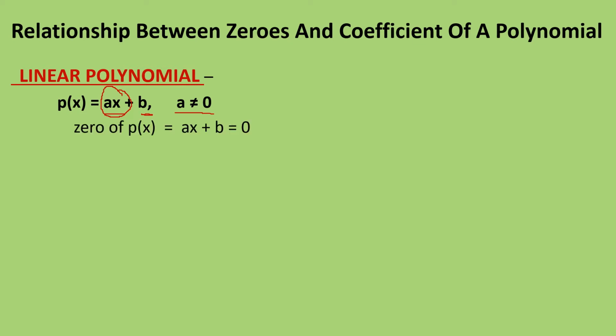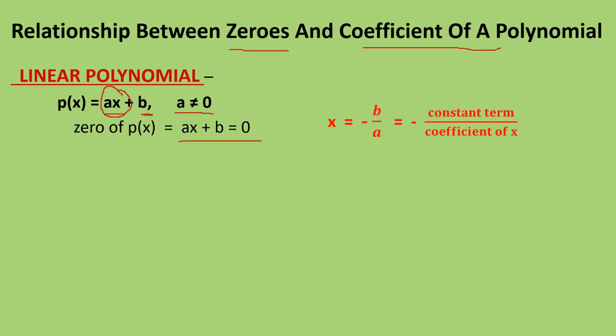Now we have to find out the zero of this polynomial. We are finding the relationship between zeros and the coefficients of a polynomial, so first we will find out the zero. Now we know zero means the value of the variable which we put in the polynomial so that the polynomial becomes 0. Or we can find the zero by just putting the value of the polynomial equal to 0. Now our polynomial is ax + b. So if we want to find the zero of p(x), we put ax + b = 0. And now if we find the value of x, x will be -b/a. We transpose b to that side, it becomes -b/a.